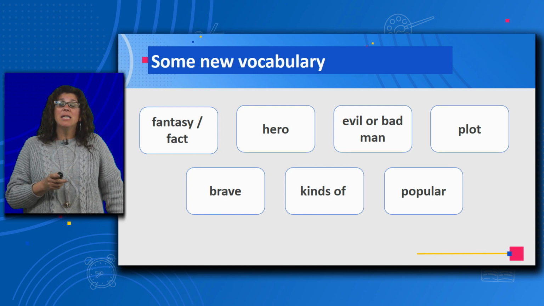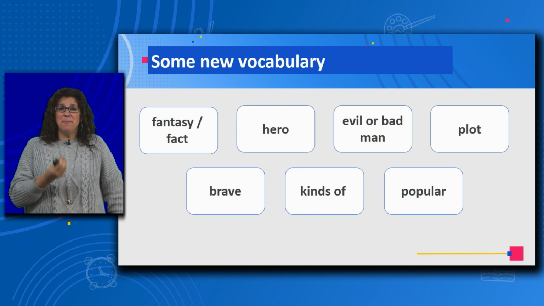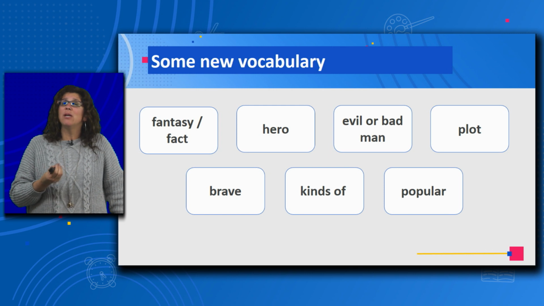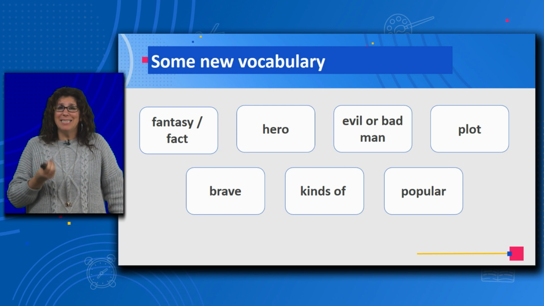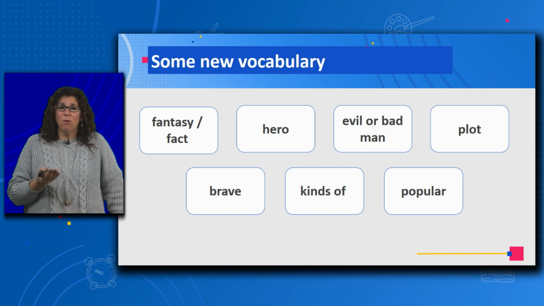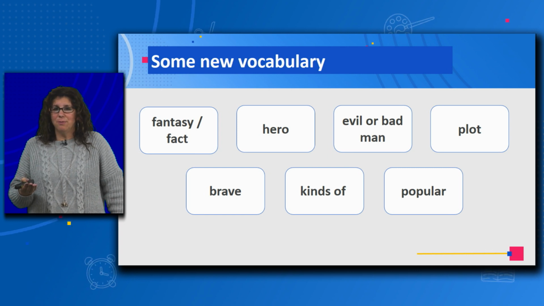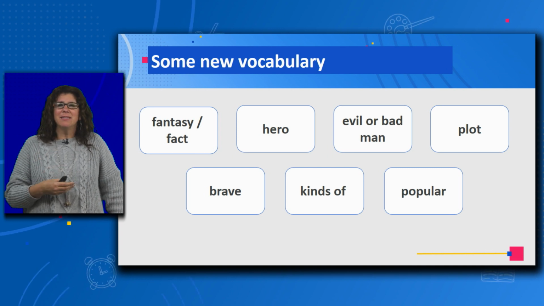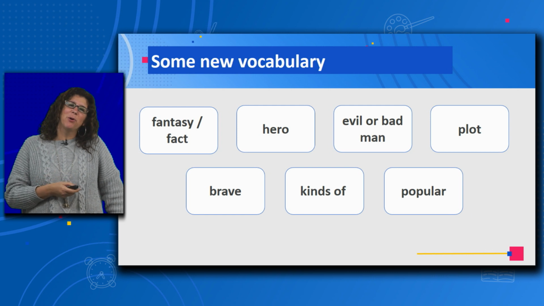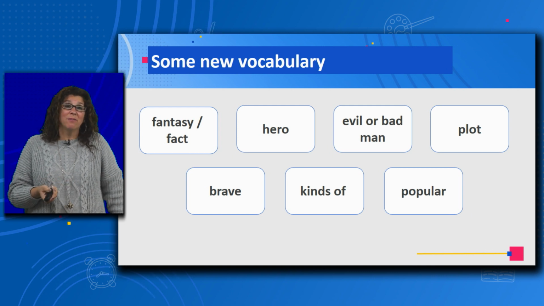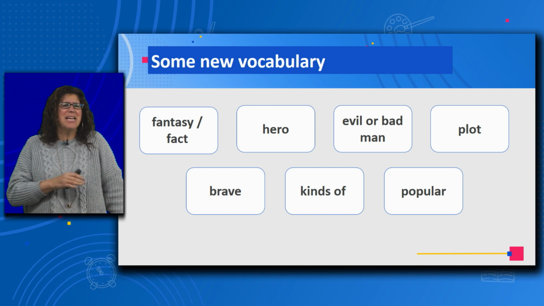The plot is the story. What happens in the story? When we're writing a fairy tale, we need to make sure that the plot is clear. We know what went wrong and how it is solved. Getting back to that hero, we want our hero to be brave. The hero is usually brave. He knows how to do everything and he's not afraid of anything.